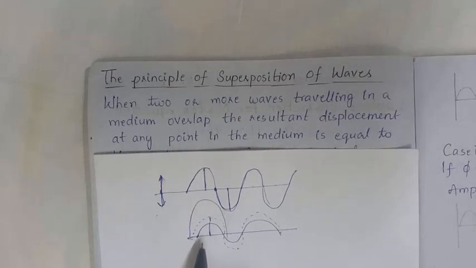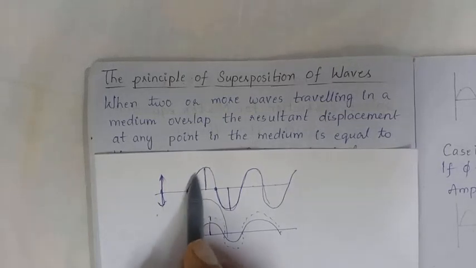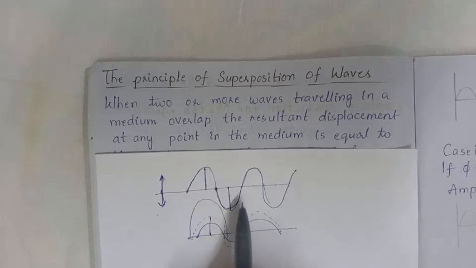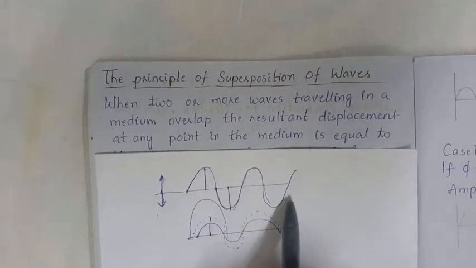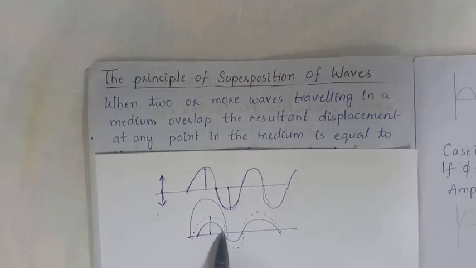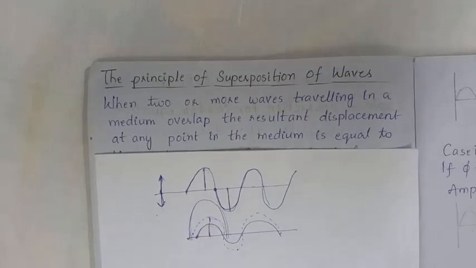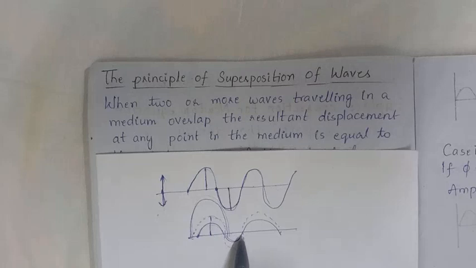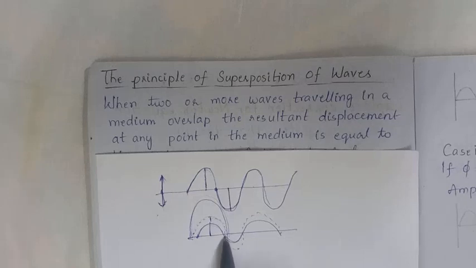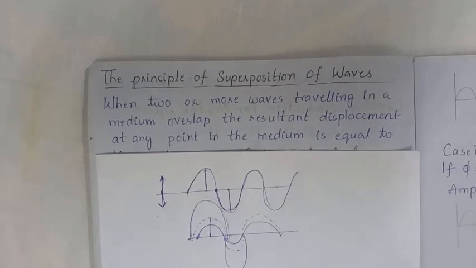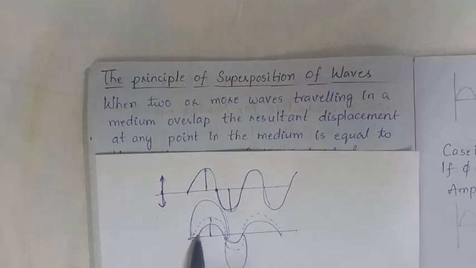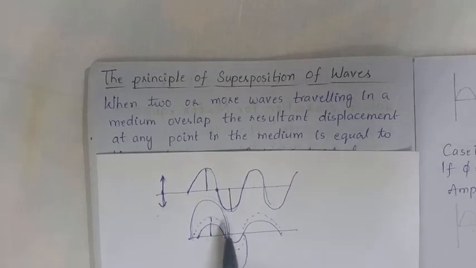So what you understood from this: this is a crest and this is called a trough, and this is a crest and this is called a trough. When a crest interferes with another wave's crest, we get the maximum amplitude. A crest overlapped with another crest, and a trough overlapped with another trough, gives the maximum amplitude. This is called the superposition of waves.